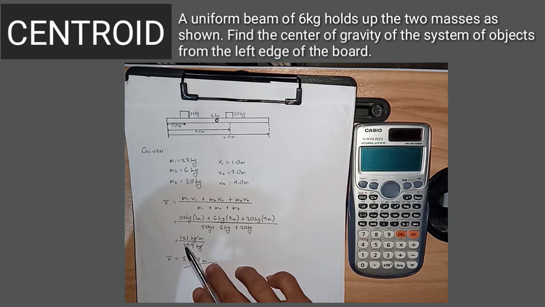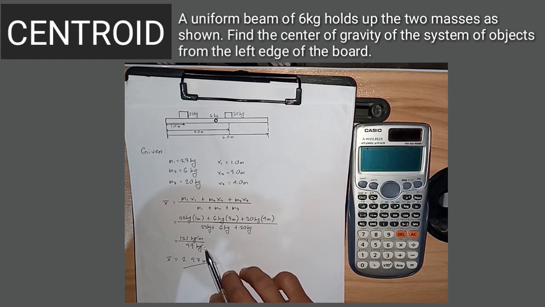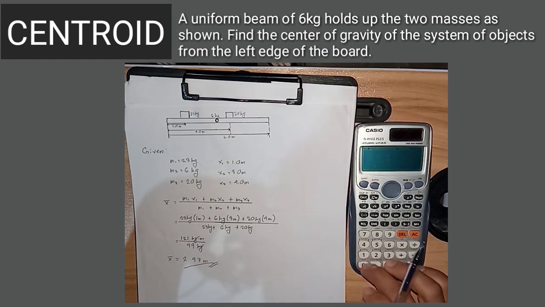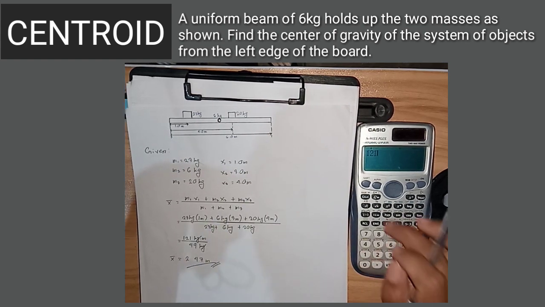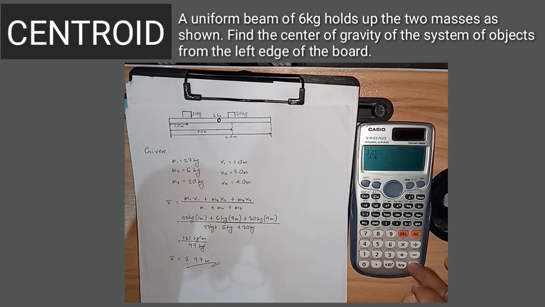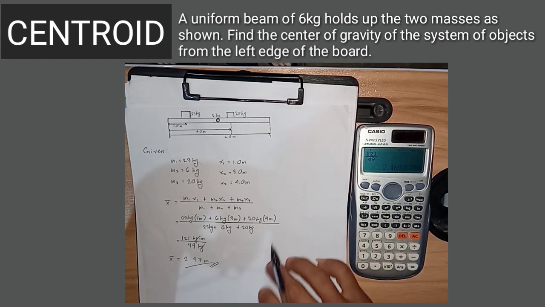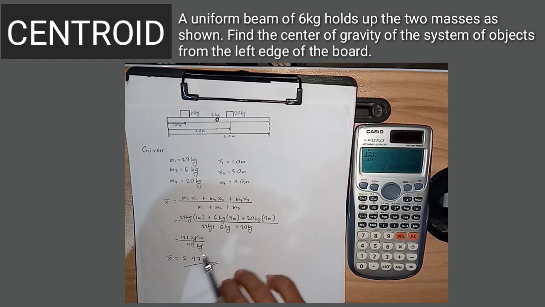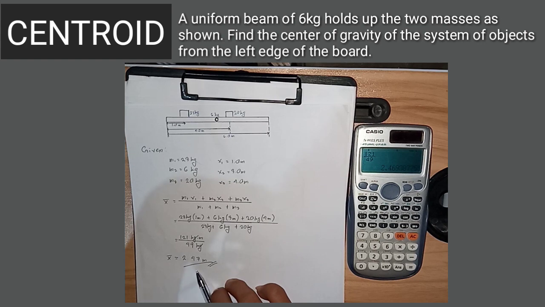We have 121 kilogram meters over 49 kilograms. Then kilogram will be cancelled out, and using the calculator we have the final answer equals 2.47 meters.